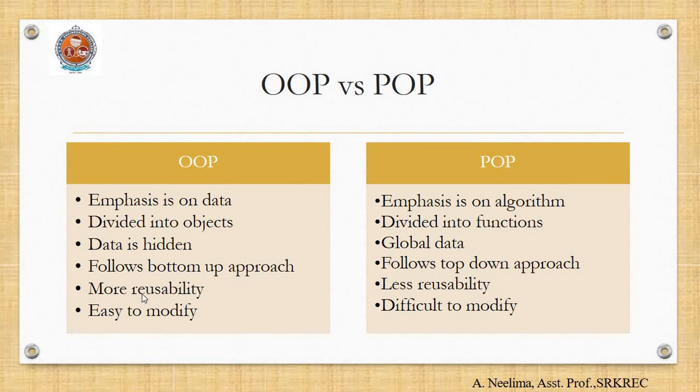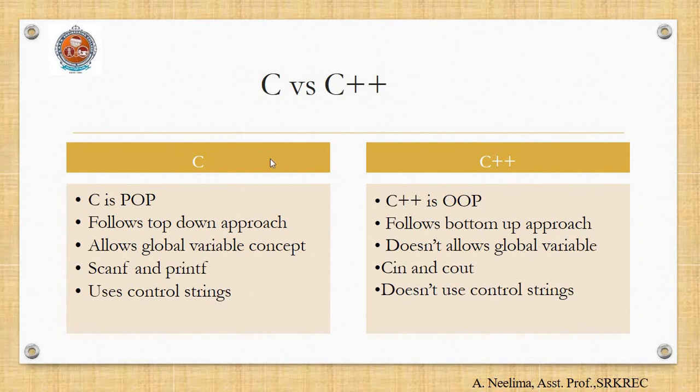In object-oriented programming, there is more reusability due to inheritance and polymorphism, whereas in POP, it has less reusability. In object-oriented programming, the code is easy to modify, whereas in POP, the code is difficult to modify. And let's see the example: the POP example is C, and the object-oriented programming example is C++.